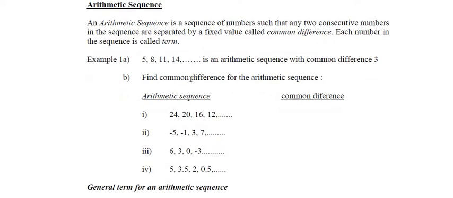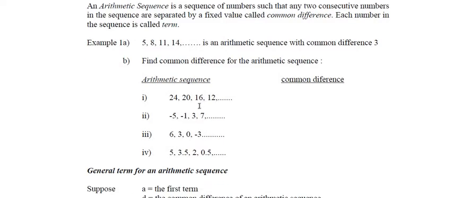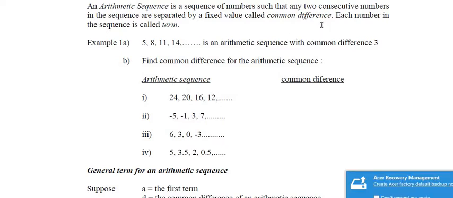Okay, let's look at another example. Okay, here we have 24, 20, 16, and 12. So, 20 minus 24 is negative 4. 16 minus 20, negative 4. 12 minus 16, negative 4. So, when this sequence have common difference, we call this as arithmetic sequence.